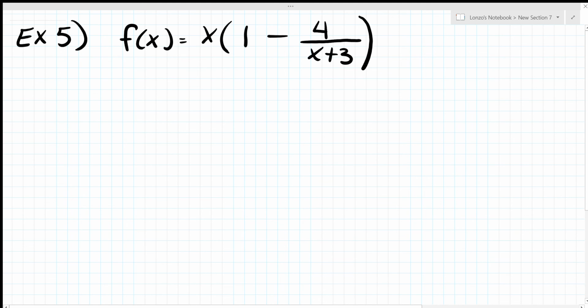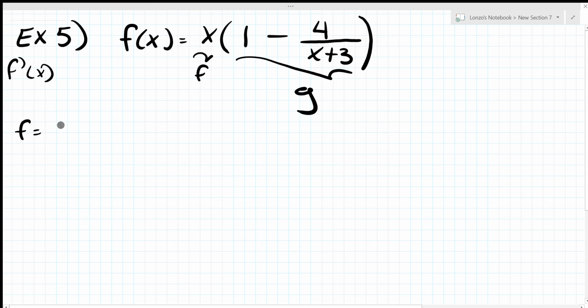We're going to find f prime of x. First step, what is my f and g? So this one is my f, and this whole thing is my g. So this one's going to be a little bit trickier. F is x, and then the derivative of that is just 1, right? The derivative of x is just 1. Now my g, I think you're going to have to use the product rule.